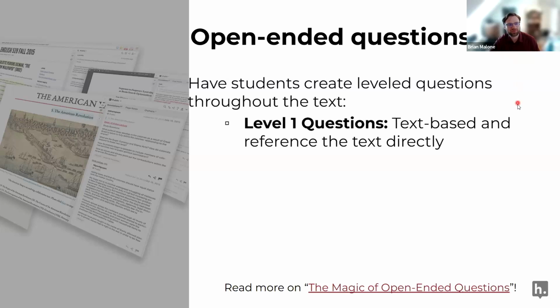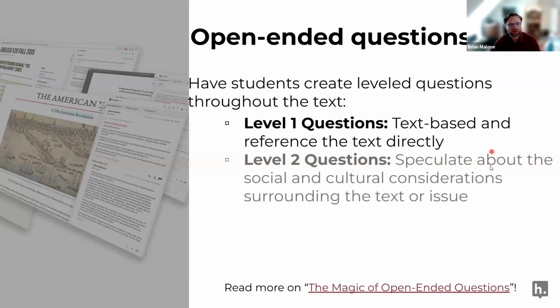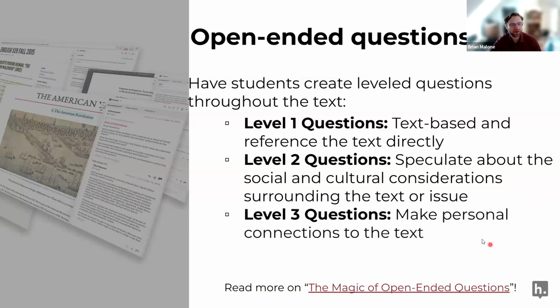Level 1 questions are text-based and reference the text directly. Level 2 questions speculate about the social and cultural considerations surrounding a text or issue. And level 3 questions are personal connections to the text. So we're prompting students to ask open-ended questions, and just by giving students a framework, by telling them, when you ask your own questions in annotations, consider these different levels of question asking, and by giving them this as a model, students are less likely to read the reading and say, I have no idea what kind of annotation to make.